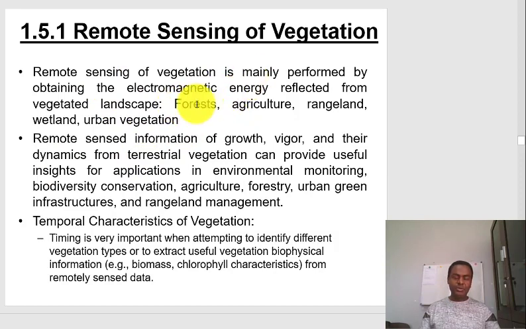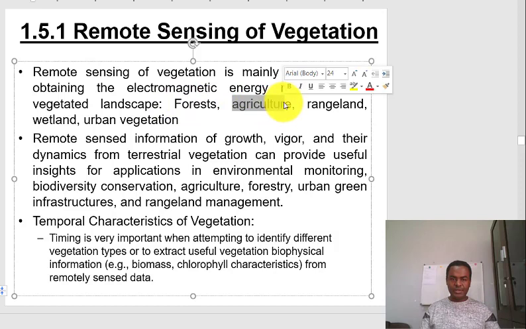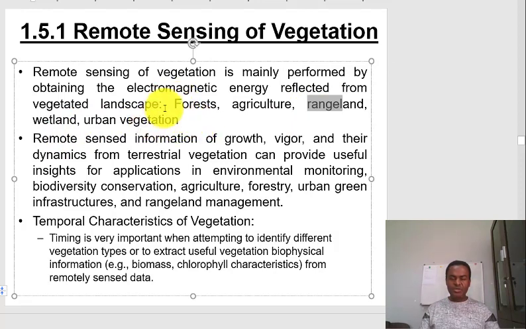Okay, after getting some idea about remote sensing of vegetation, we will be understanding the very basic concepts of remote sensing of vegetated landscapes. So remotely sensed information of growth, vigor, and their dynamics from terrestrial vegetation can provide useful insights for application in environmental monitoring. Okay, what is the benefit of knowing remote sensing of vegetation? If you know the basic concepts, you'll be using that information for environmental monitoring, biodiversity conservation, agriculture management, forestry management, urban green infrastructure management, and rangeland management. These are important applications of remote sensing of vegetation.